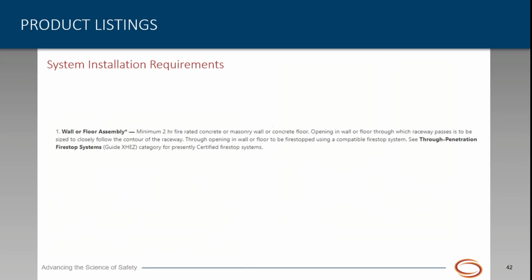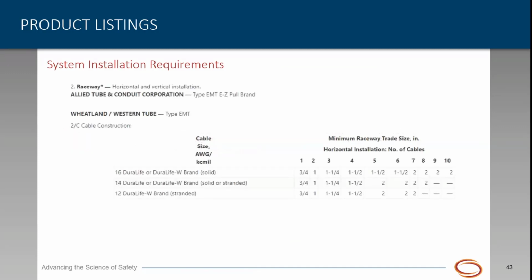Now, when you go through all the detailed information, I'm going to quickly go through this. Item 1 details that this installation can penetrate both wall and floor assemblies, proper fire stopping must be used, etc. Section 2 highlights what raceway can be used for the installation. In this case, just 2 manufacturers can be used, Allied Tube and Conduit and a Wheatland or Western Tube. Those are the only 2 types of conduit that can be used. You can't just go down to Home Depot and pick up a piece of conduit off the rack.